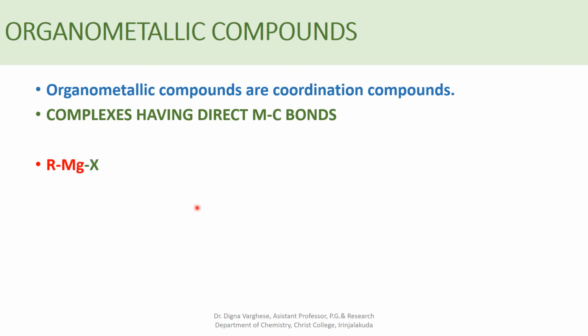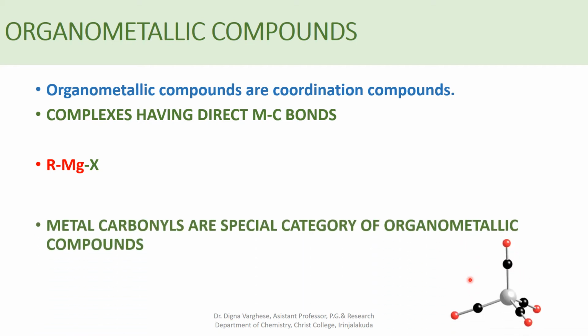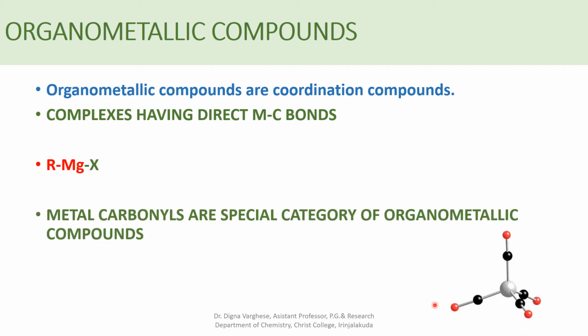Metal carbonyls are a special category of organometallic compounds. Here we can see the complex nickel tetracarbonyl. Here the metal atom is nickel and carbonyl ligands, that is CO, are attached to the nickel atom. Even though carbon monoxide is an inorganic compound, here it is considered a special category of organometallic compound.